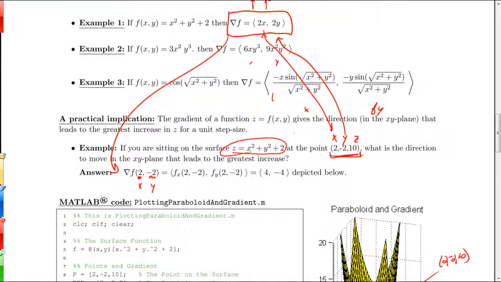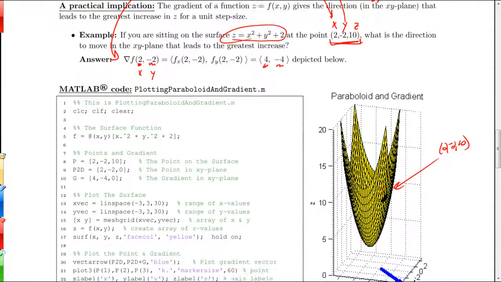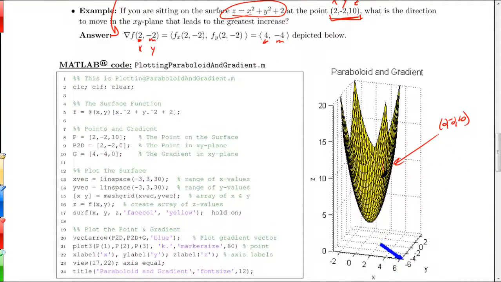And when I put those in, it's really simple. 2x, which is just 2 times 2, becomes 4. And 2y, which is 2 times negative 2, becomes negative 4. So if you look at this arrow down here, that is 4 in the x direction and negative 4 in the y direction. So that gives you the direction of greatest increase. If you were standing here and moved in this direction, you'd have the steepest climb to make.